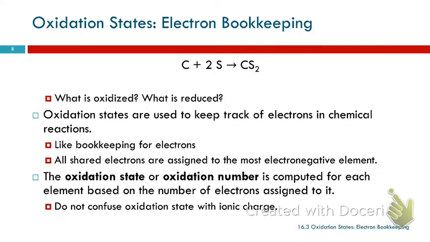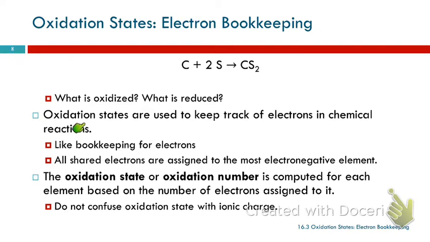Let's look at this one. Carbon plus sulfur forming carbon disulfide. What's being oxidized? What's being reduced? That's not an ionic compound, right? So we can't look at loss or gain of electrons. And there's no oxygen in there. So we don't yet have the skills to identify what's being oxidized and what's being reduced.